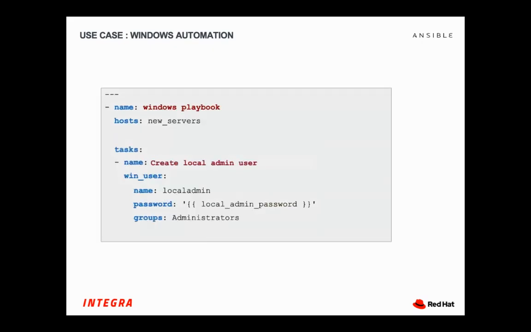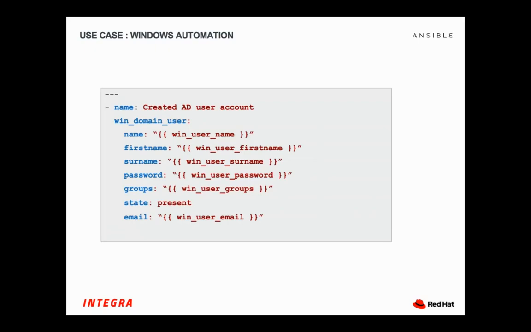Next, this playbook is an example of how you can create a local admin user using Ansible for remote Windows servers. We are using a Windows module called win_user, which helps you create a new user, set a password, and also add that user to the administrators group.